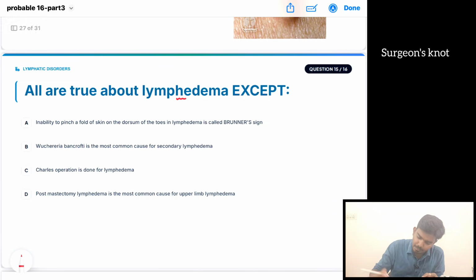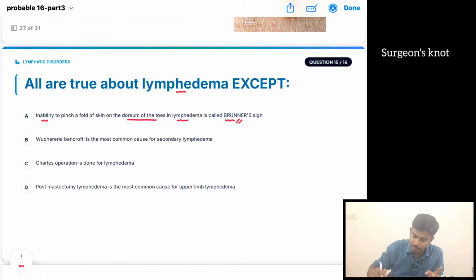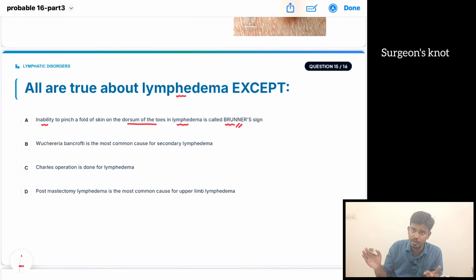All are true about lymphedema except: inability to pinch a fold of skin on the dorsum of toes in lymphedema is called Brunner's sign. No, it is called as Stemmer's sign. Okay, here this is the normal limb, this is the lymphedema limb. Inga if we are going to pinch the skin, most commonly in the second toe oda base la, if you go and pinch normal skin na we are able to pinch. If we are not able to pinch, that is suggestive of Stemmer's sign, that is positive in case of lymphedema. Whereas this Brunner's, it is the classification for lymphedema. Okay, Stemmer's sign is the sign for lymphedema.